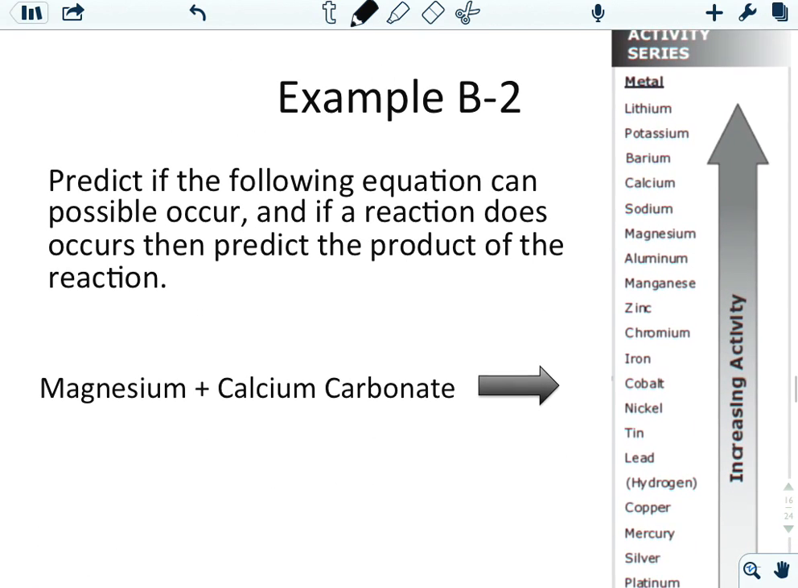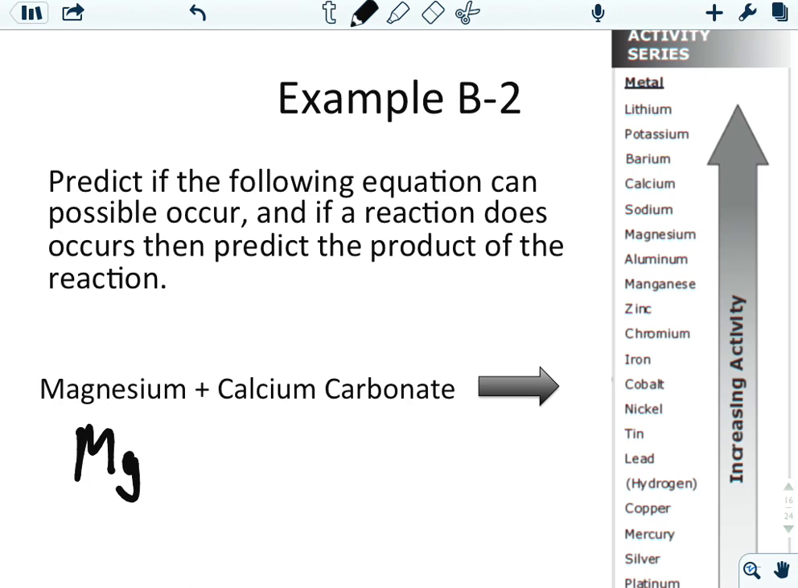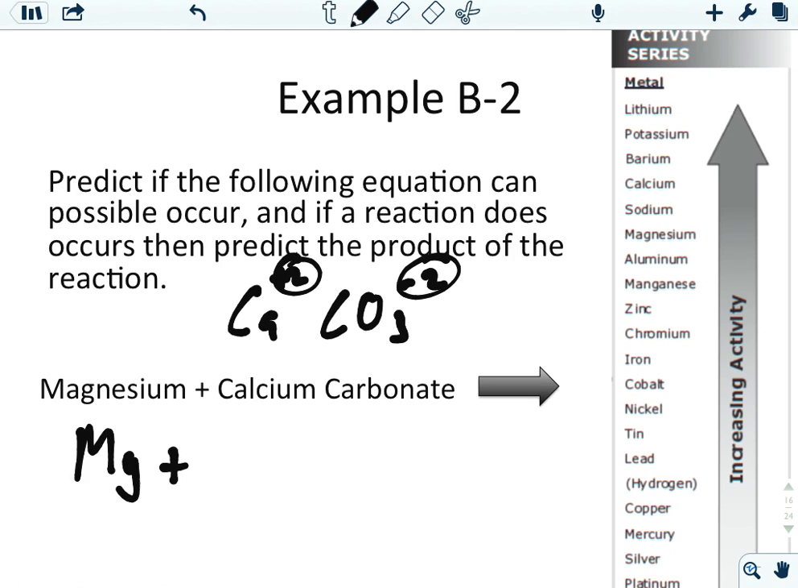Let's look at the next one. It says predict the following equation. Can it occur? And if it does occur, then predict the product of the reaction. So we write it out. We see that we have magnesium, which is just Mg by itself. It's not a diatomic, so we just leave it as Mg, plus our calcium, which is Ca, bonded to carbonate, which is CO3. Okay, this has a +2, -2. Since it's a 2-to-2 ratio, we crisscross, but the 1s reduce. The 2 came down here, 2 came down there, but we reduce it down to CaCO3.